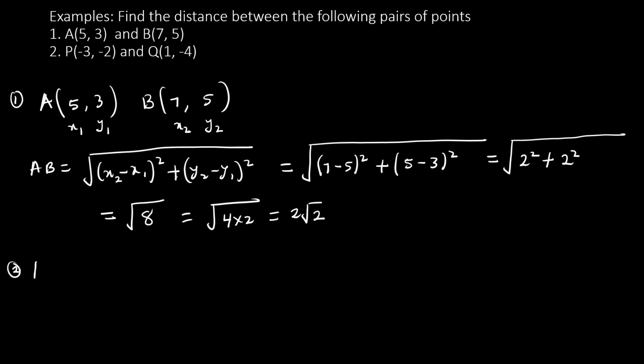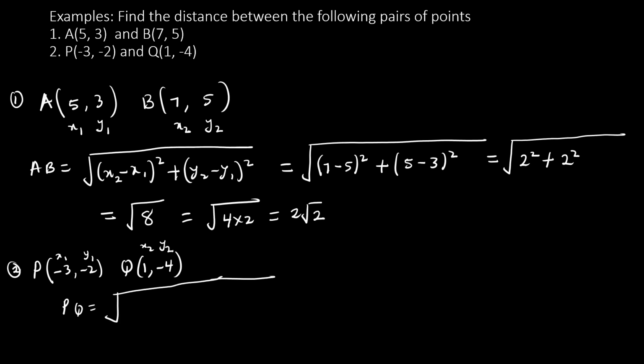The second question: we have point P and point Q, with point P having the coordinates -3, -2, and point Q having the coordinates 1, -4. As always, this is our x1, this y1, x2, and y2. So to apply the formula, we have the distance PQ to be equal to, I'm not going to write out the formula again.